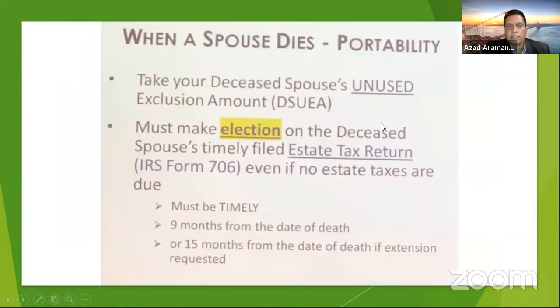Now, when a spouse dies, what is portability? You take your deceased spouse's unused exclusion amount. You must make that election on the deceased spouse's timely filed estate tax return. Meaning what? If your spouse has a certain exemption limit benefit, and afterwards your limit is exceeded, then you have to file a portability election in time, 9 months from the date of death, saying that so much unclaimed benefit is there from my spouse. I want that credited to my account so that I get a much higher exemption limit. 9 months is the time.